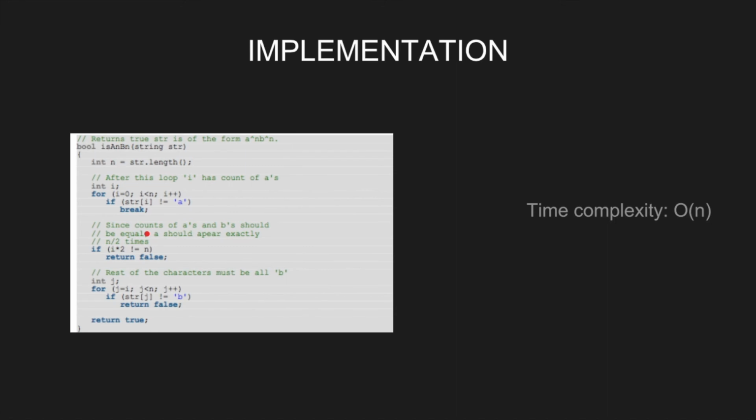Rest of the characters must all be B. Traverse j from i till n, and if string[j] is not equal to B, return false. If we exit from the loop, return true.